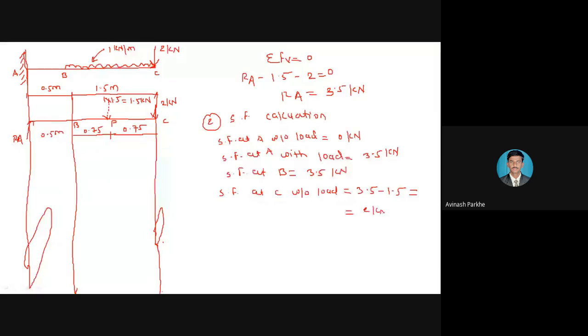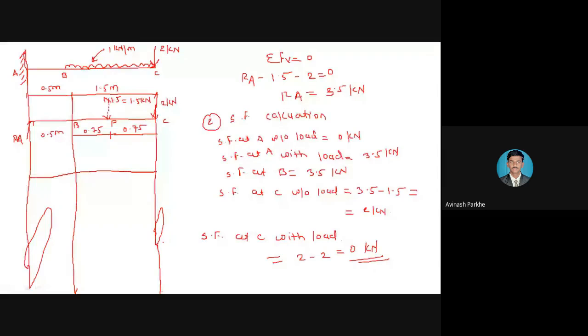And last, SF at C with load. Without load we have already calculated 2. With load means by considering the point load at point C, 2 minus 2 is equal to 0 kilonewton. So again here the starting point and the end points are 0. That means your middle calculation is 100% correct. And now by using this calculation, we have to draw the shear force diagram. So how to draw the shear force diagram?